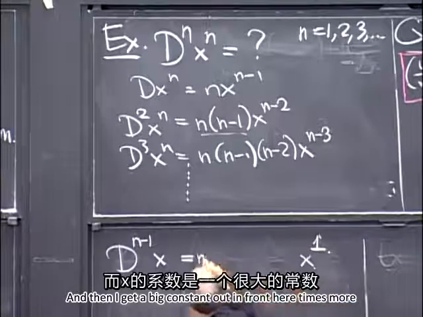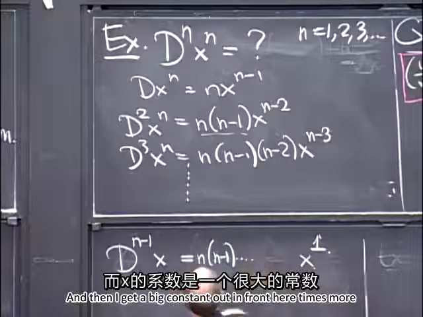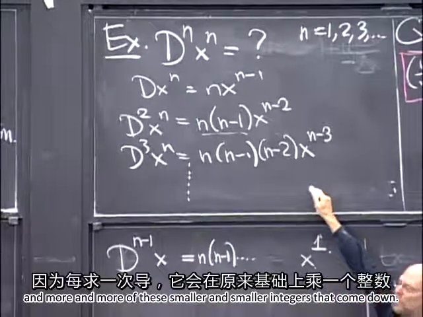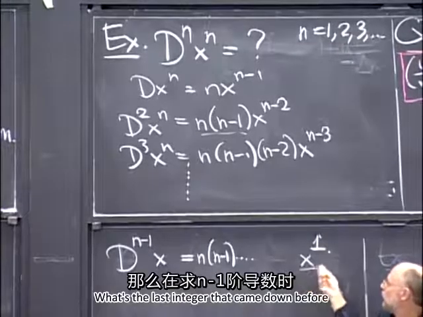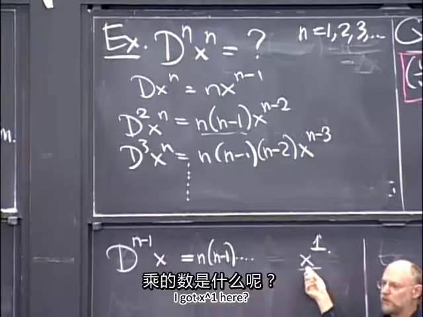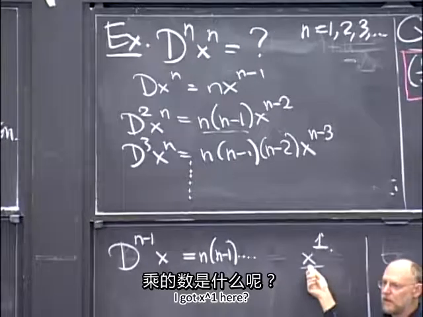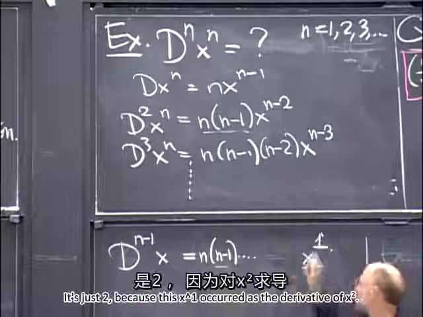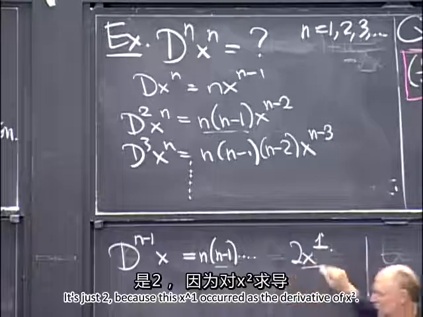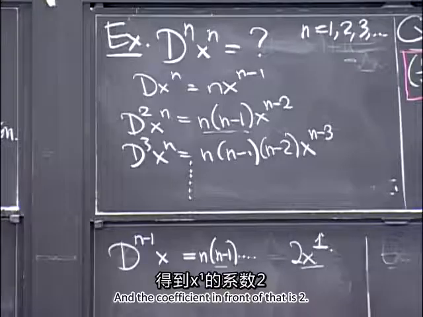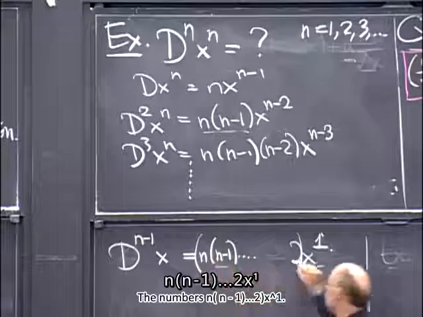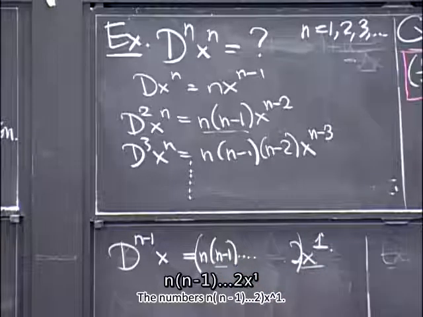And then I get a big constant out in front here, times more and more of these smaller and smaller integers that come down. What's the last integer that came down before when I got x to the first here? Well, let's see. It's just 2, because this x to the first power occurred as the derivative of x squared, and the coefficient in front of that is 2. So that's what you get. The numbers n, n minus 1, and so on down to 2 times x to the first.